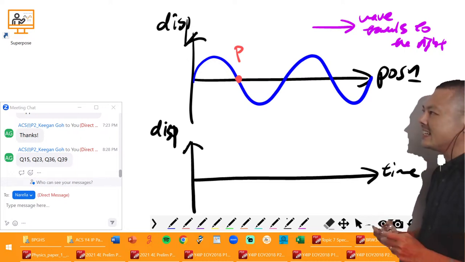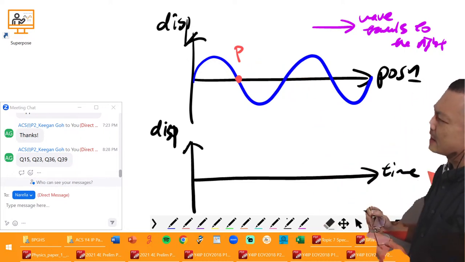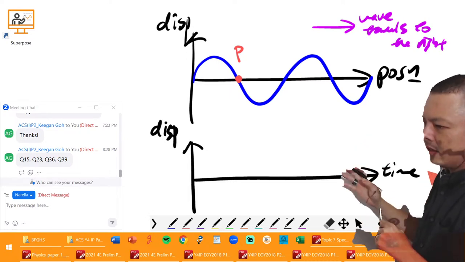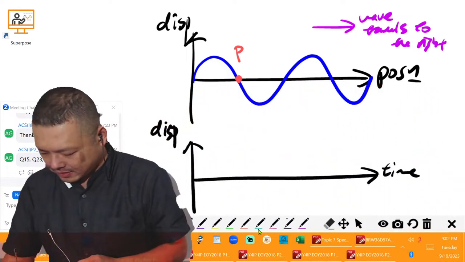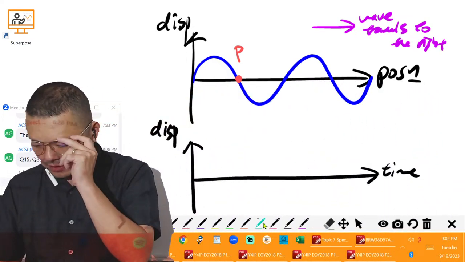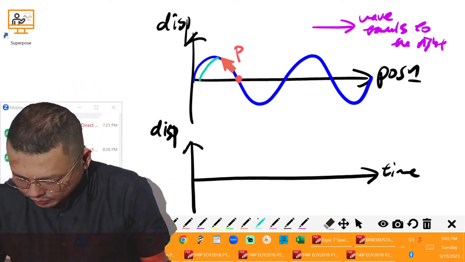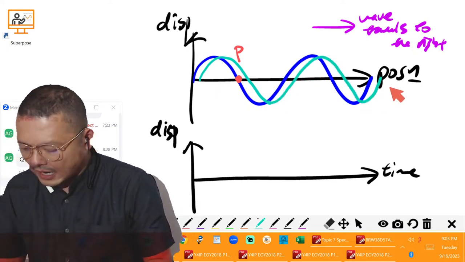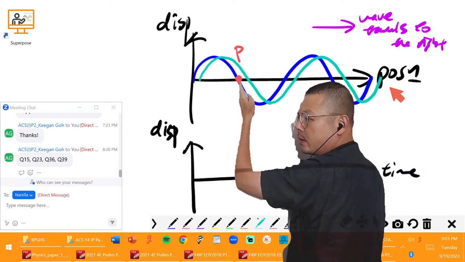So the understanding is this. You look at particle P, and then you decide, a short while later, where is it going to move? A short while later, you draw a shifted wave like this, shifted to the right. And you realize that particle P will be moving up. The displacement will be going up.